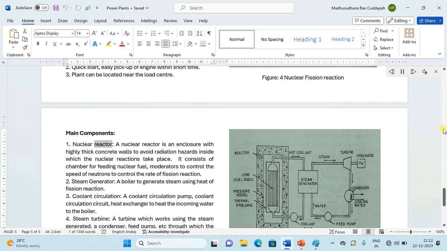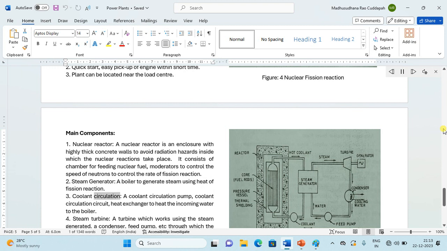Main components. 1. Nuclear reactor. A nuclear reactor is an enclosure with highly thick concrete walls to avoid radiation hazards inside which the nuclear reactions take place. It consists of chamber for feeding nuclear fuel, moderators to control the speed of neutrons to control the rate of fission reaction. 2. Steam generator, a boiler to generate steam using heat of fission reaction.